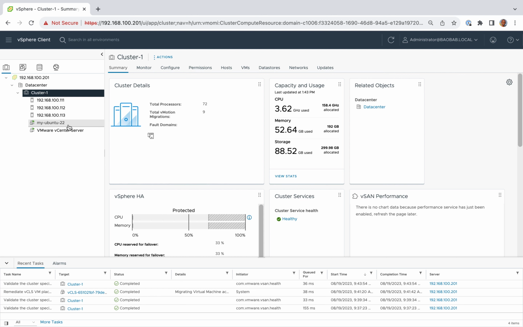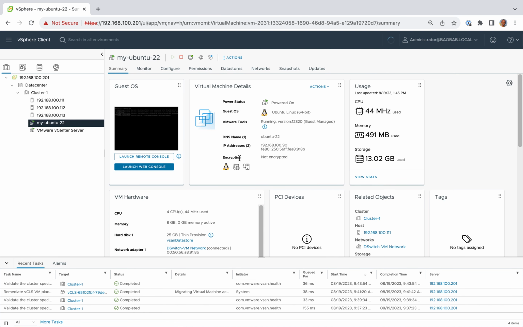So we want to test out something. We want to test out high availability in terms of we have one VM here. Its IP is .90. It is sitting on one of the hosts, 111, and we want to see what would happen if we were to lose 111. Maybe power loss and network connectivity loss. What would happen to our VM?